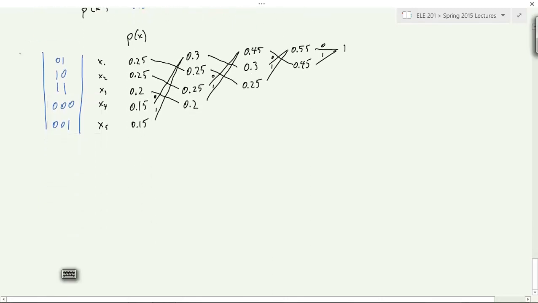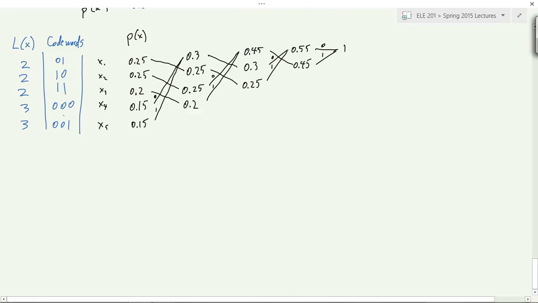Well, first of all, let's look at what the length, L of x, is. Well, it's 2, 2, 2, 3, 3. I can reassign. The actual code words themselves are not crucial. I mean, it's not unique. I can make different code words that still form a prefix code. What is unique is the lengths that I needed to be optimal. Okay, I needed to make these 3 have length 2 and these 2 have length 3.